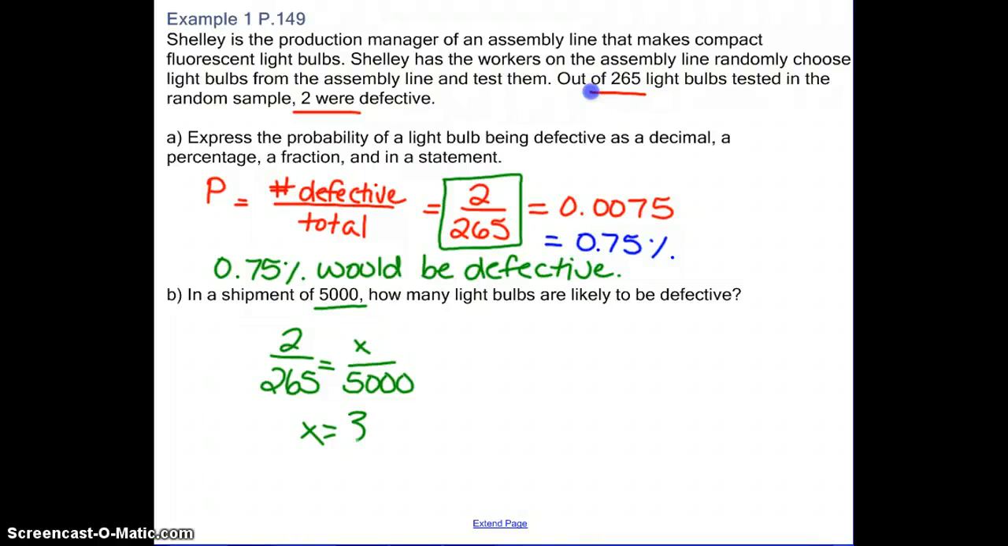We get approximately 38. Now there is another way of doing this. You could also take your decimal version of a percentage and times it by your total, which is 5,000. So you could have gone 0.0075 times 5,000, and that would also get you approximately 38. Either way is fine with me.